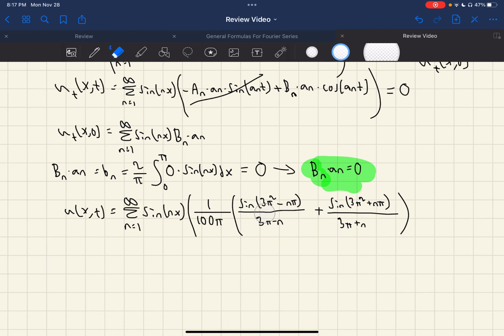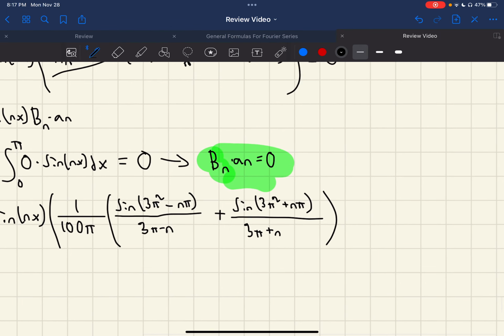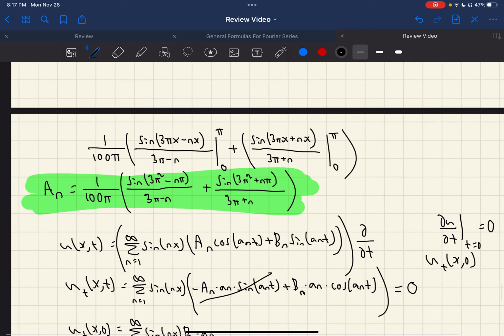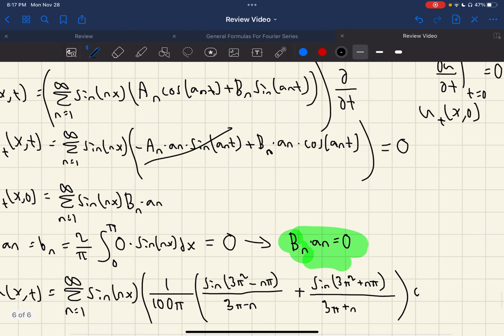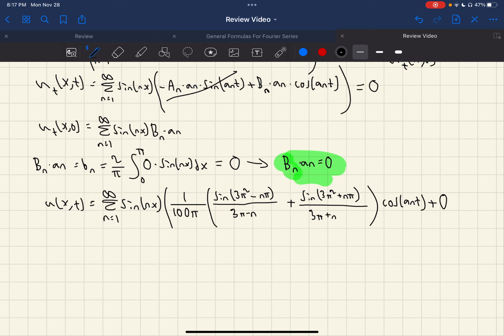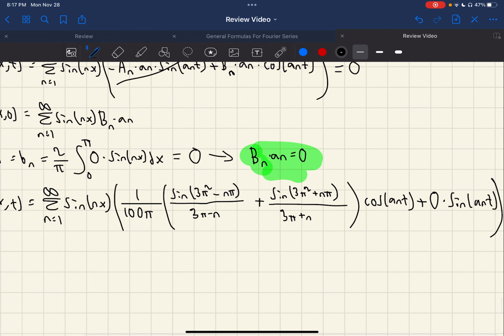I'll erase all that highlighter stuff. And what happens when we plug in bn? Oh, wait, one more thing. This is multiplied by, so when we go up here, we see that an is multiplied by the cosine ant. So we can't forget that. And then that's plus bn times sine ant. You probably wouldn't need to write that because it's just 0, but I'm going to write everything.